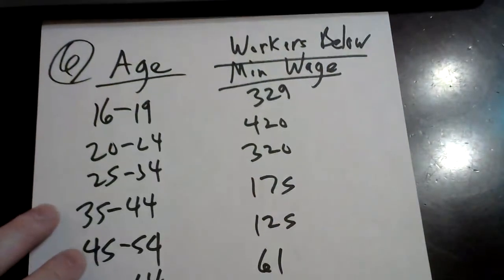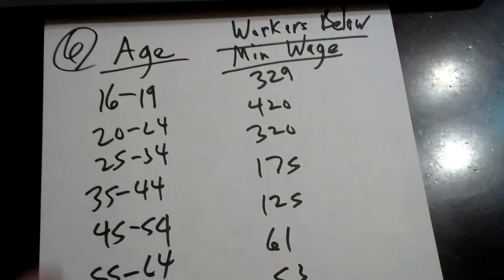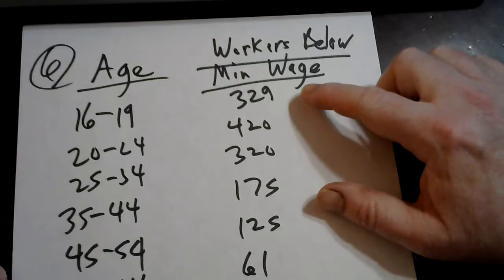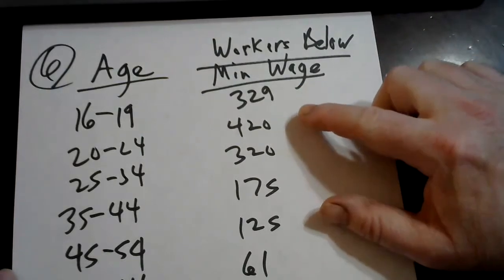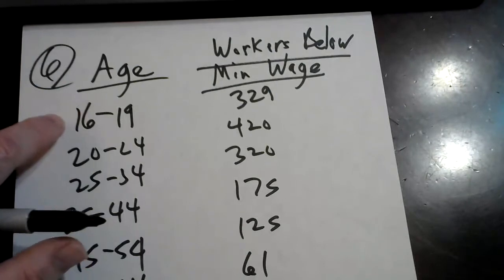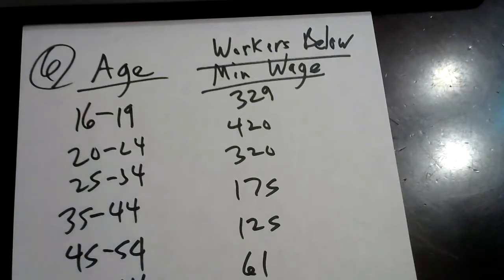All right, this is part 2 of that section, complements and unions of events, number 6, which is really number 19 in the book. And in number 19 in the book, they give us age categories and also the number of workers in thousands that are working below the minimum wage in that age category. So, for example, between the 16 and 19 age group, 329,000 were working below the minimum wage.